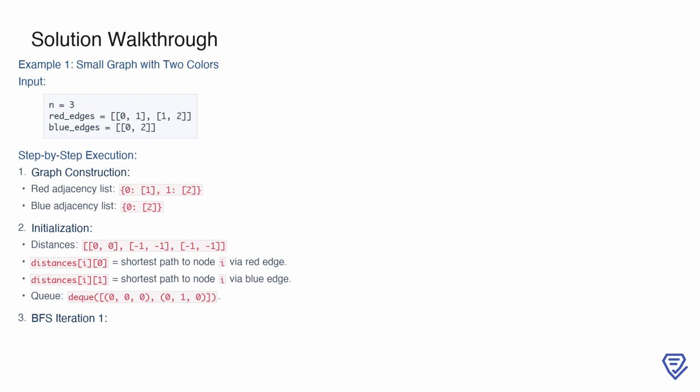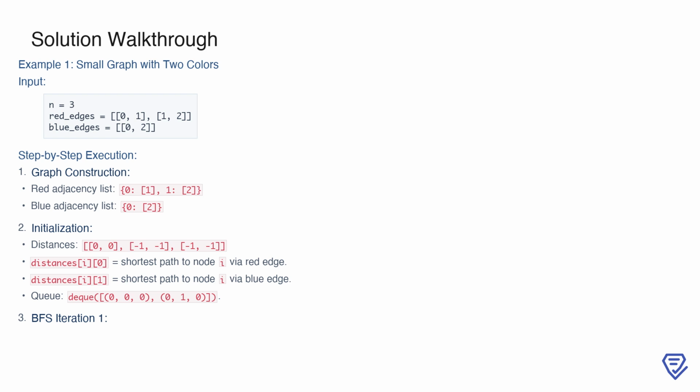Here, we start with a small graph consisting of 3 nodes and 2 types of edges, red and blue. The red edges connect node 0 to node 1 and node 1 to node 2, while there's a blue edge directly connecting node 0 to node 2. First, we construct the adjacency lists for both red and blue edges, which represent the graph. The red adjacency list shows that node 0 leads to node 1 and node 1 leads to node 2. The blue adjacency list only has node 0 leading to node 2.